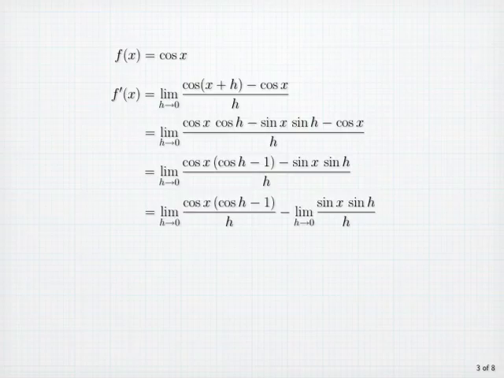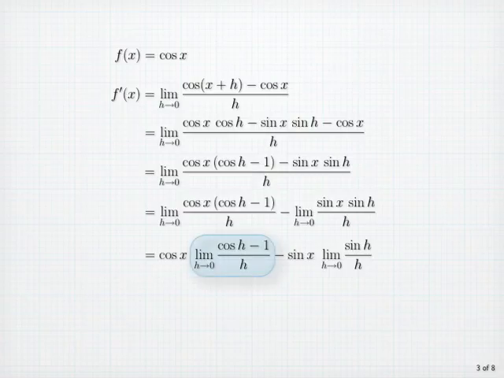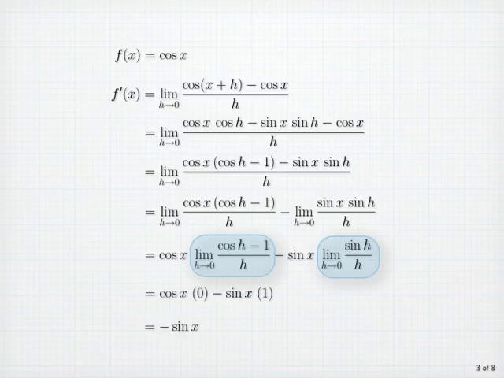Now we factor cosine x from the first and last terms in the numerator, break the quotient up into two terms, bring cosine x outside the first limit and sine x outside the second limit, and so now we have the very same two basic limits that we just saw when we computed the derivative of sine x. So the derivative of cosine x is cosine x times 0 minus sine x times 1, or minus sine x.